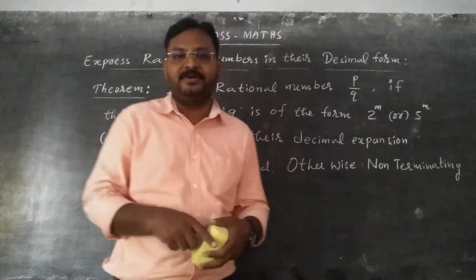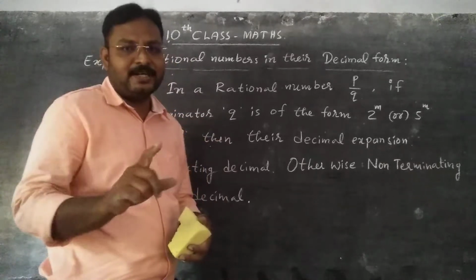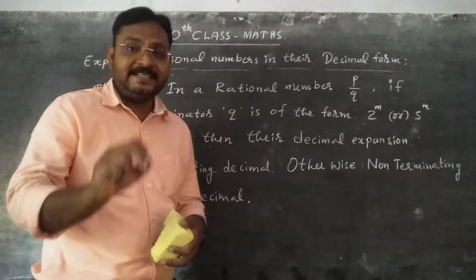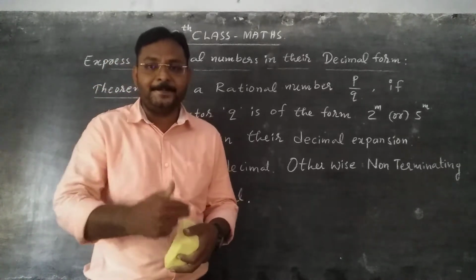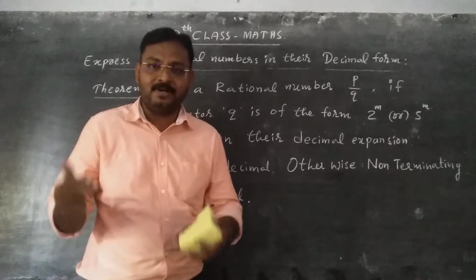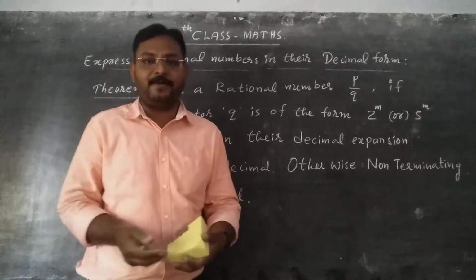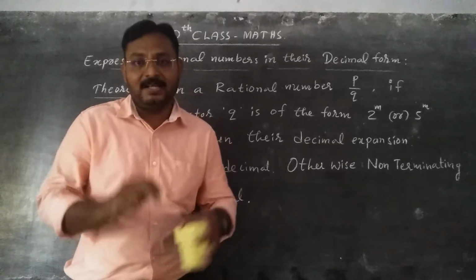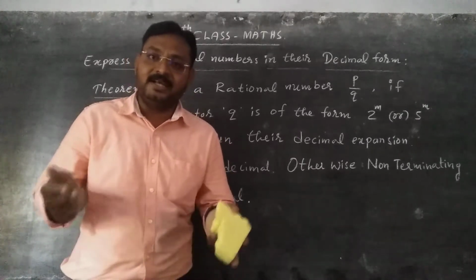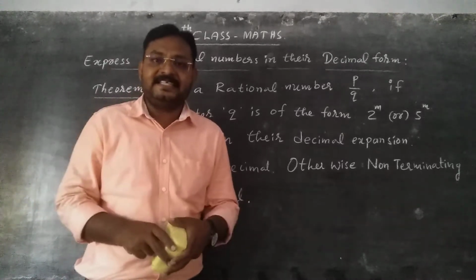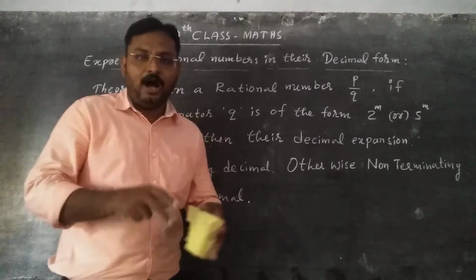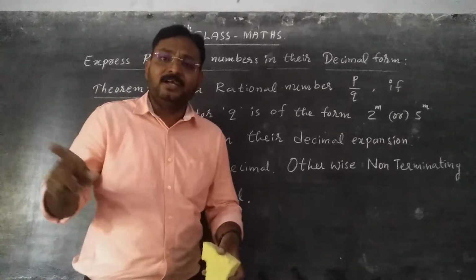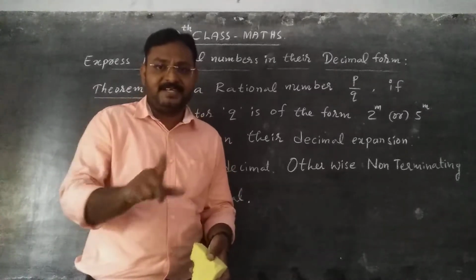In a rational number p by q, if the denominator q is of the form 2 power m or 5 power m or 2 power m into 5 power n, then the decimal expansion is a terminating decimal, otherwise a non-terminating repeating decimal. This is the theorem explaining how we find the decimal expansion without actual division.